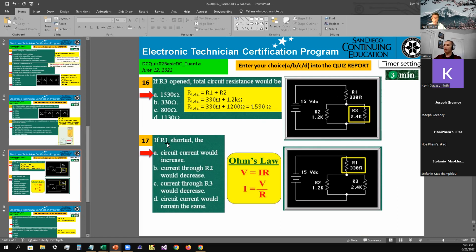Number 17, if R1 is shorted... R1 is shorted here, which is in series, so now you're decreasing the resistance, because these two are in parallel. Your resistance decreases, therefore your current increases. So the answer is A as in apple for number 17. Any questions on number 16 or 17? Okay, no question. Next up.